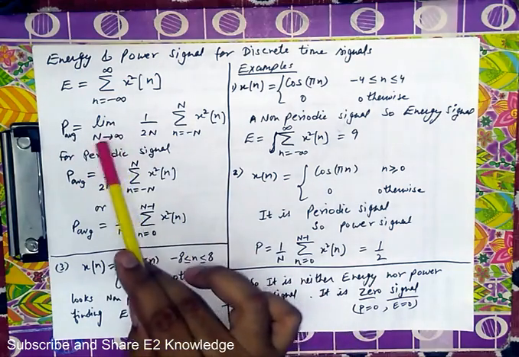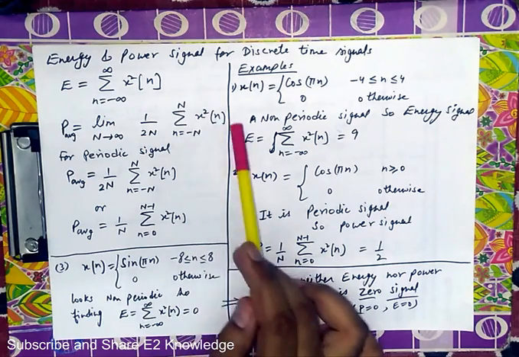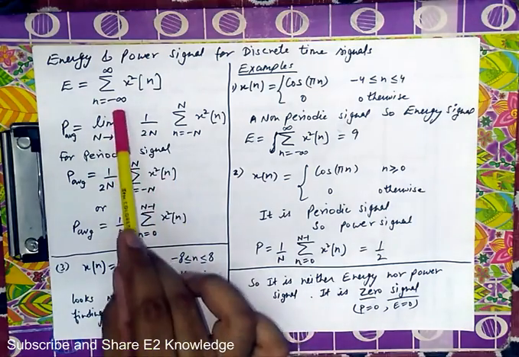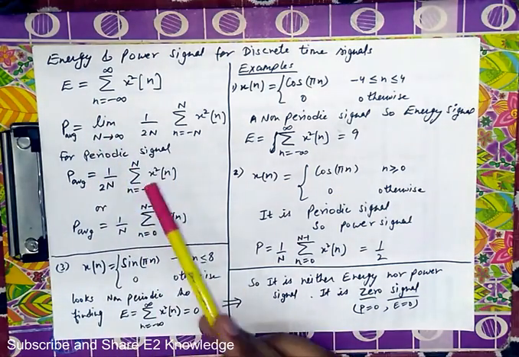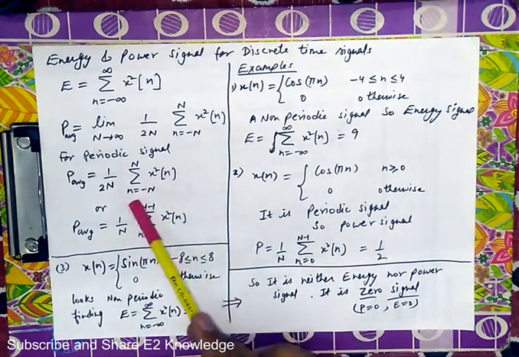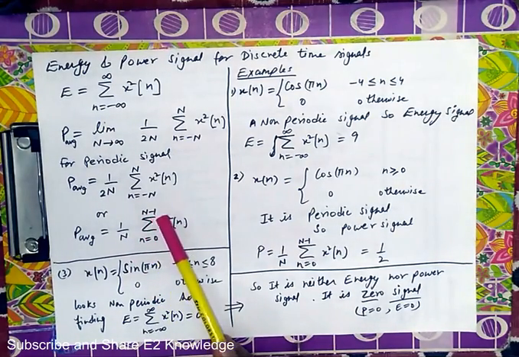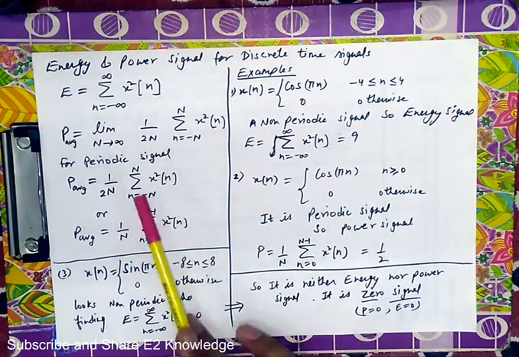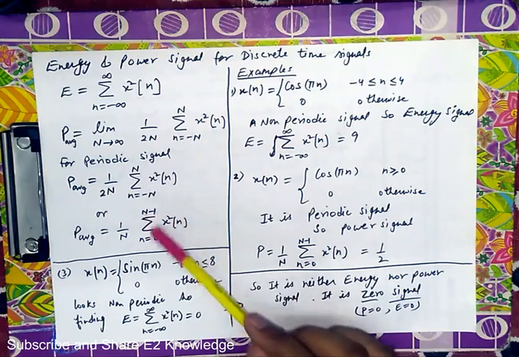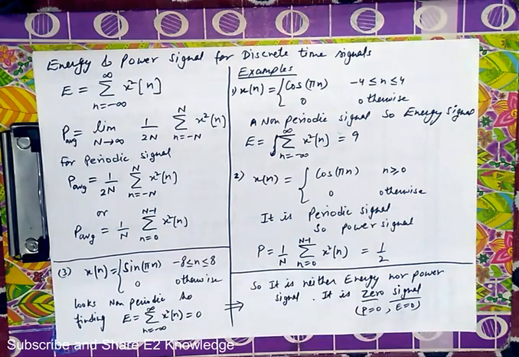So the expression is limit N tends to infinite 1 upon 2N, summation n from minus N to N of x square n. For a periodic signal again we need not have this limit, because periodic signals are always infinite signals. So it is the average power. Further, this can be written in a single form, that is if the period is N, then 1 upon 2N becomes 1 upon N, and the limits minus N to N become 0 to N minus 1. So both expressions are equally good and equally applicable.